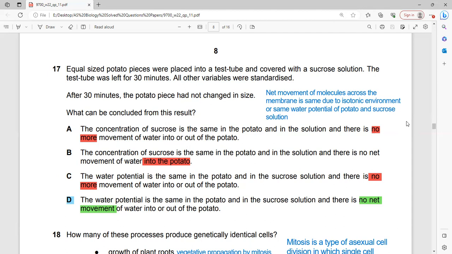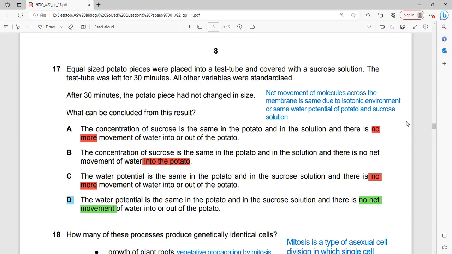In this way, the total number of molecules moving from outside to inside and inside to outside will stay the same. So the correct option is what? D is the correct option. The water potential is the same in the potato and in the sucrose solution. That's an isotonic environment, and there's no net movement of water molecules into and out of the potato. So the total number of water molecules moving from outside to inside is equal to inside to outside.